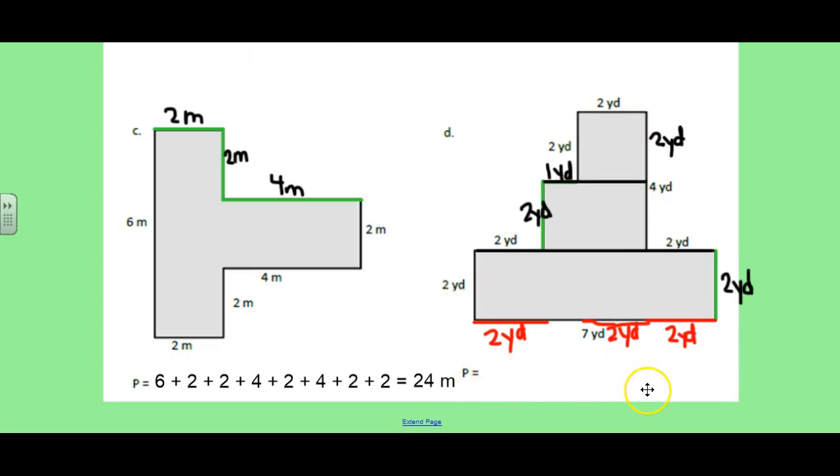So I want you to get those written on your problem set and then add those up together to find the perimeter of this shape. And push play whenever you're ready to check your answer.